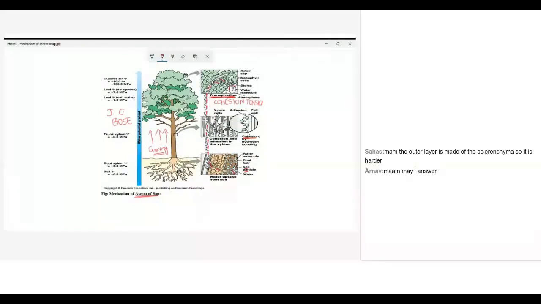Ma'am, can you just repeat everything in a very short way so that we can remember it easily? Short way. Okay. So here what we are discussing is how the water is moving from underground to upward. That's the first.